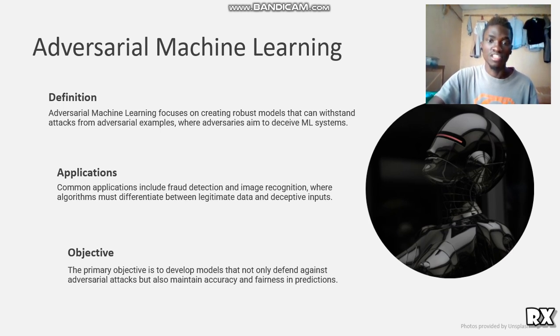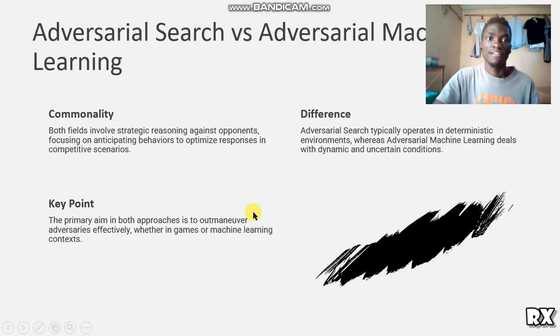So, the differences between adversarial search and adversarial machine learning: they are somehow similar, but again, there are some differences. The similarity is that both fields involve strategic reasoning against opponents. One opponent has to counterattack the other one who wants to win. So you must reason and plan your steps, focusing on anticipating behaviors and optimizing responses in competitive scenarios.